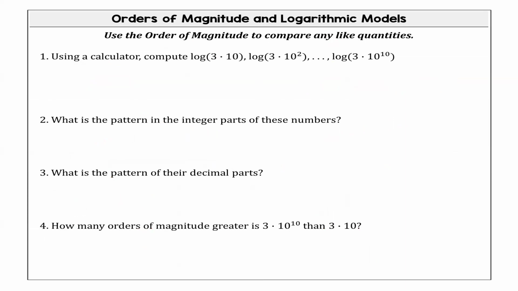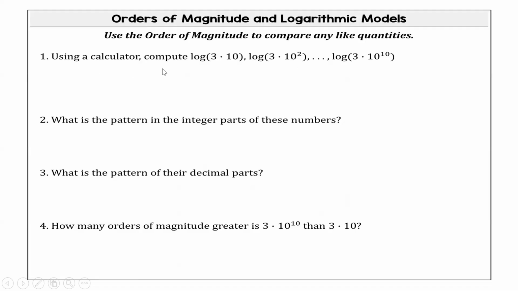So let's just talk about orders of magnitude. Orders of magnitude means that your argument can be written as a factor using powers of 10. Does that make sense? So when we're talking about the magnitude, we can write this as a factor using powers of 10. So this number is actually 30, but we wrote it as 3 times 10. This number is actually what? 300, but we wrote it as 3 times 10 squared, okay?